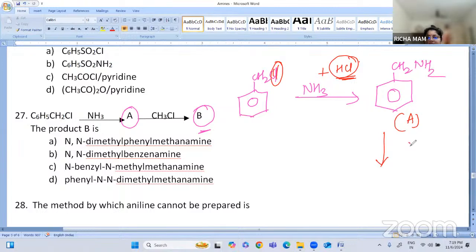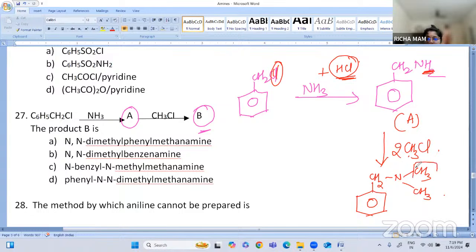This is further reacted with methyl chloride. What are you going to get? When you react it with methyl chloride, both the hydrogens will be replaced by methyl groups. So I have got this. So what is the answer?